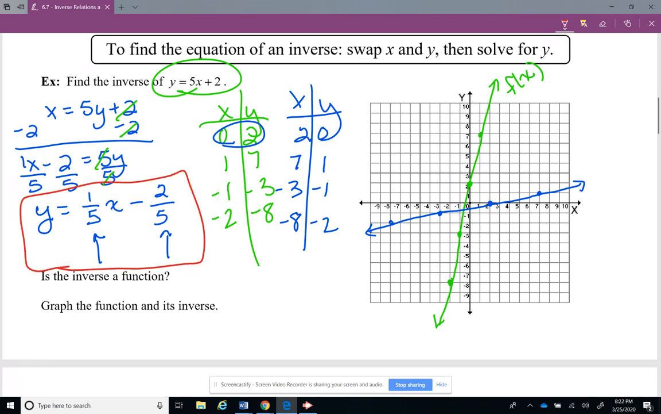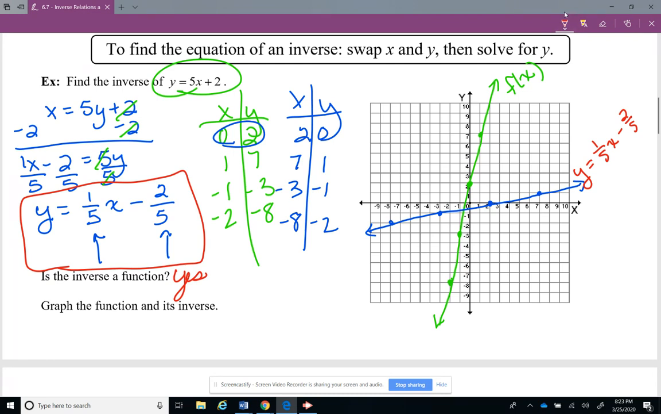So this is y equals mx plus b. Who wants to work with a fraction for a y-intercept? Not me. All right, so we found the inverse. The inverse is y equals 1/5 x minus 2/5. That was the inverse. Is the inverse a function? Yes, it's a function. There's lots of ways we could say it's a function.